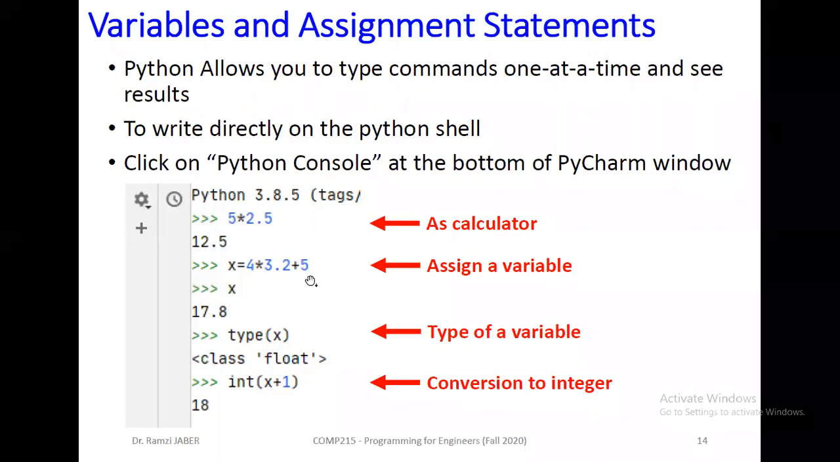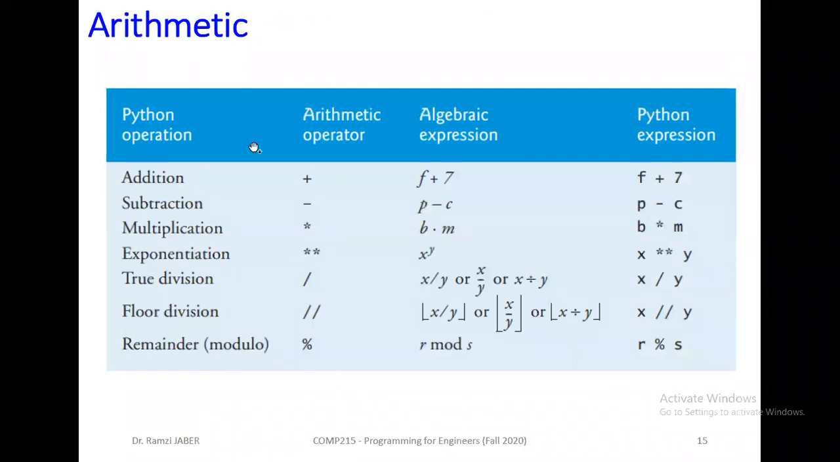Okay, arithmetic operations. It's similar to C and C++: addition is plus, subtraction is minus, multiplication is a star. The difference here is that the exponent is double star. Exponent in Python is double star. It's a new one. The division is similar. Remainder, modulus, is the same. Percent is the same as C and Java to get the remainder.